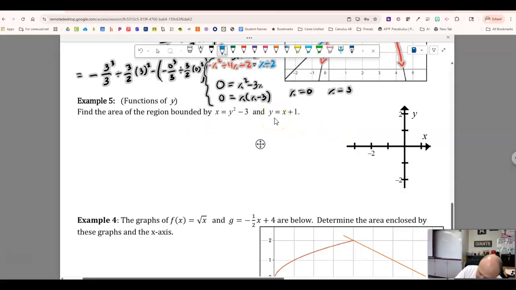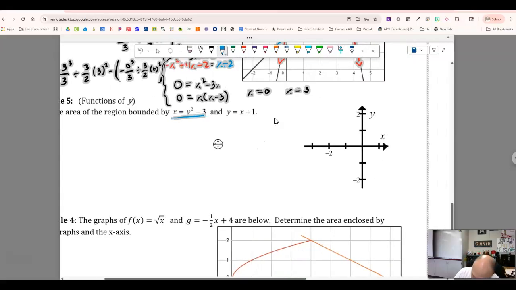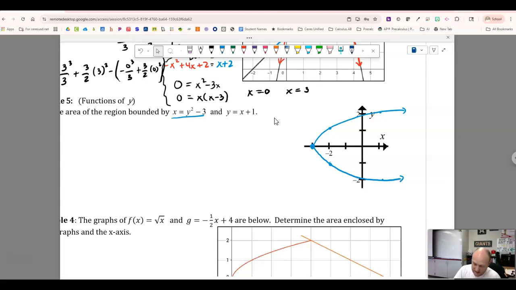Our first one here is x equals y squared minus 3. So I am left 3, and then I have a quadratic function here. And so I can quickly graph this quadratic function, as such. And then we have a linear function. So I'm shifted up 1 with a slope of 1. And there are our two functions. And so this is the area that they want.